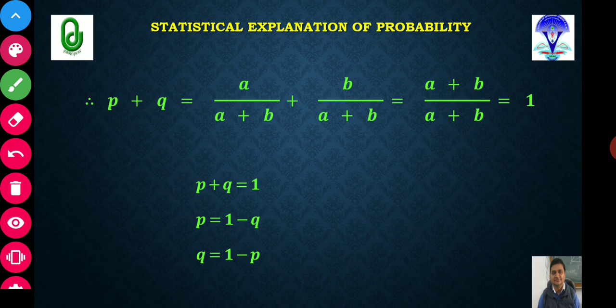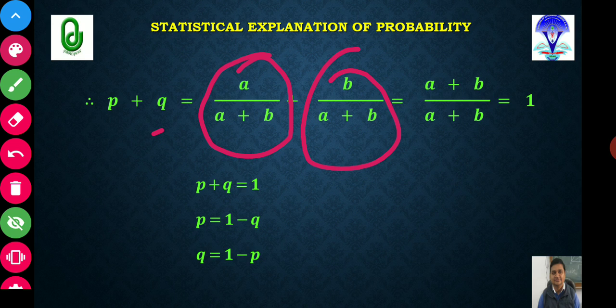Now, if you elaborate more, then you will see P plus Q. P was A divided by A plus B, whereas Q was B divided by A plus B. So if you put these two together, P plus Q, if you remember the range of probability, probability ranges from 0 to 1. So P is the probability of happening of a particular event A and Q is the probability of happening of particular event B.